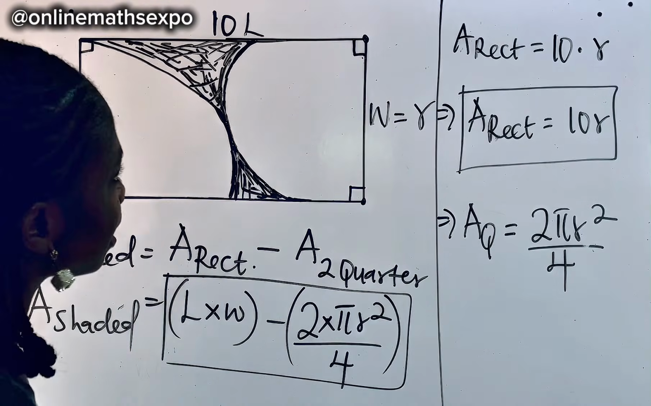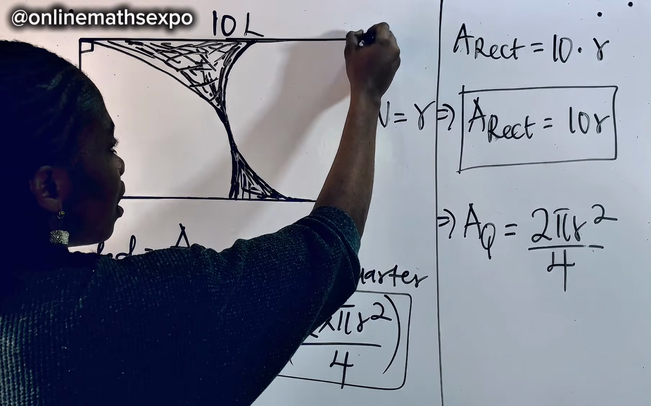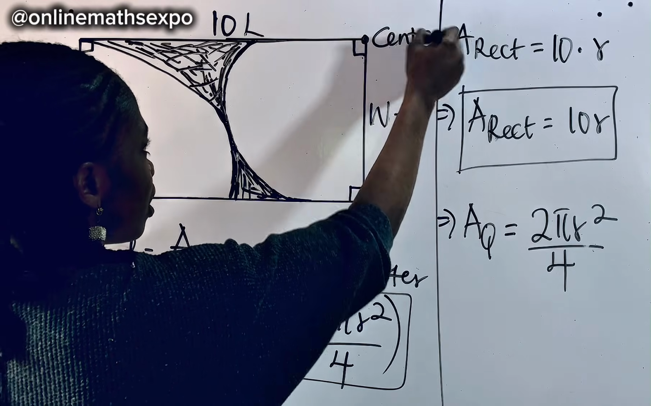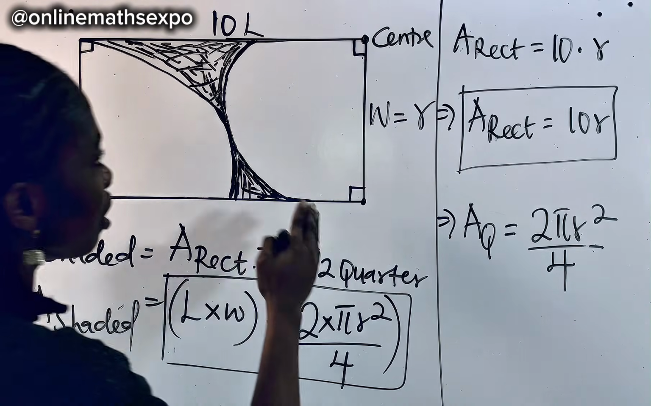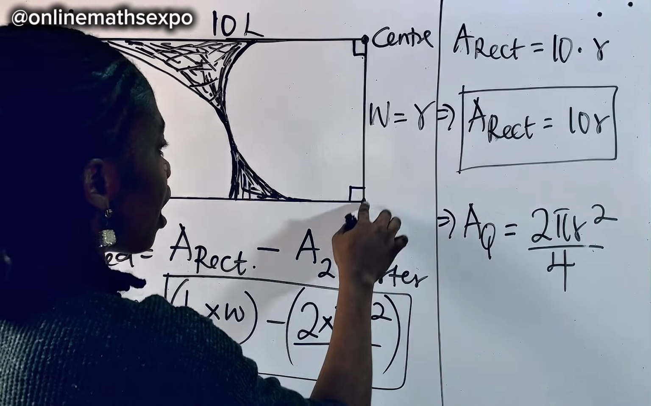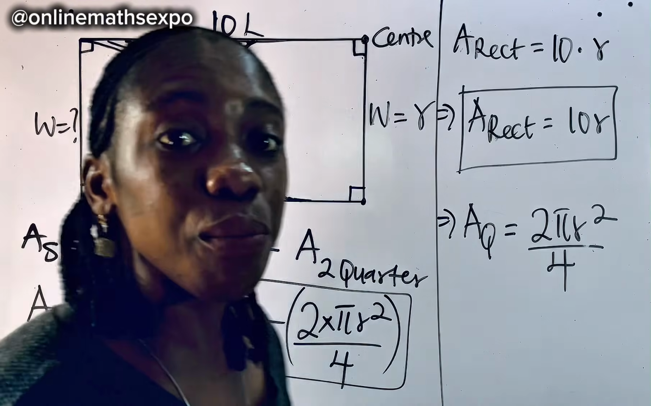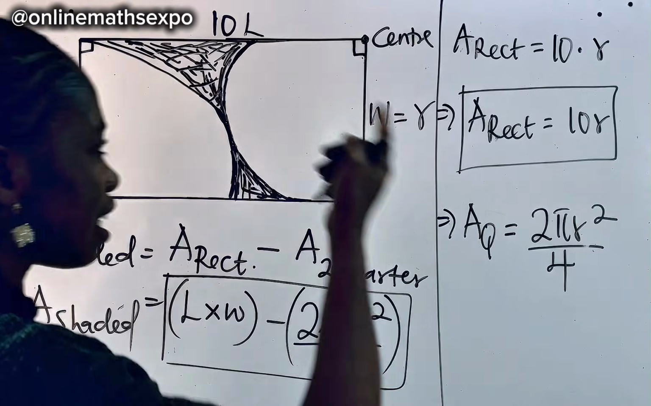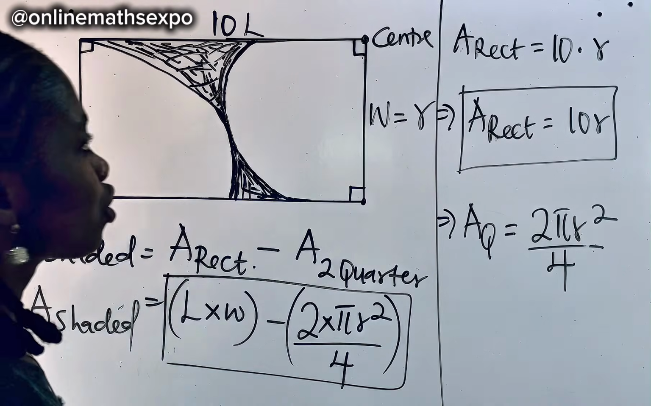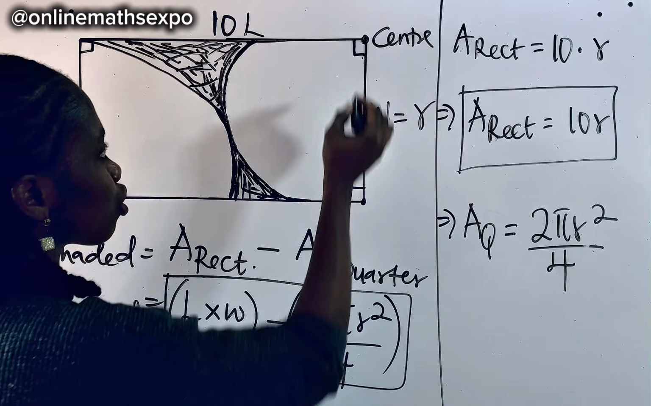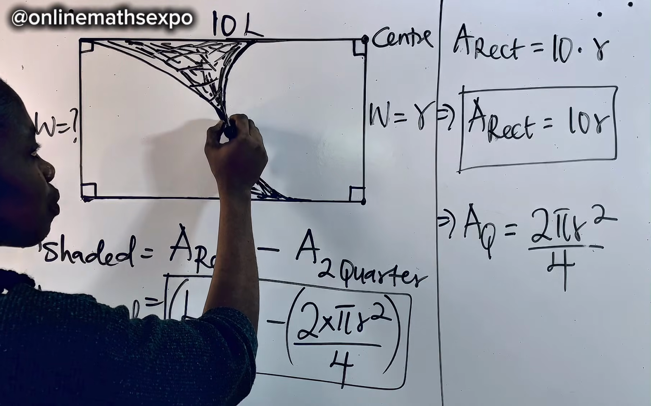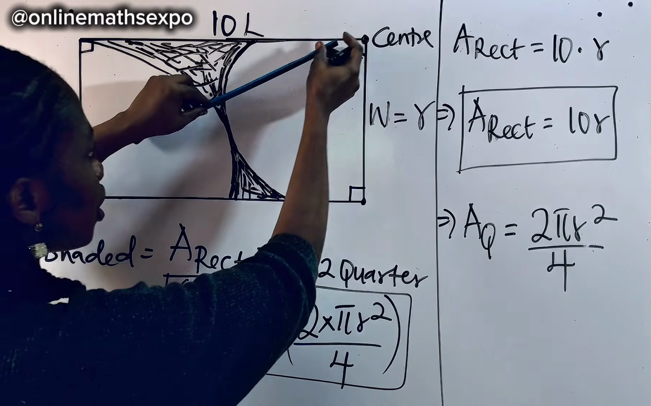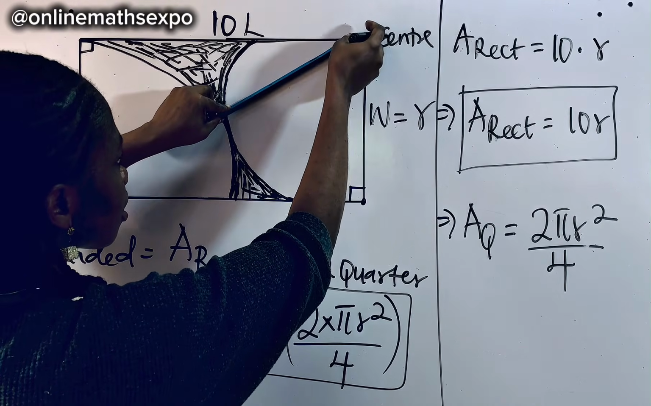Now, looking at the diagram, remember we said that this place is the center of this quarter circle. So if from here to here is the radius, you are free to draw as many radii as possible to help you solve. Now let's get more radii. I am free to join from here, touching this part. So I can do it this way. So I join it.